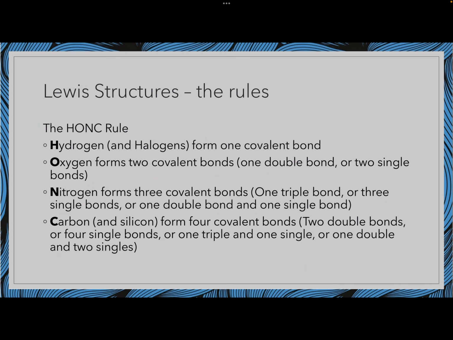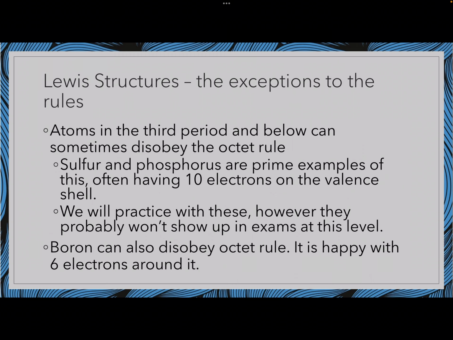Now, the exceptions to the rule. Atoms in the third period and below sometimes disobey the octet rule. So generally, past the third period, things get weird because we're introducing d orbitals and f orbitals and all this sort of stuff that makes things a bit screwy. So what happens is things like sulfur and phosphorus, they can actually have 10 electrons around them. They're pretty happy with that.